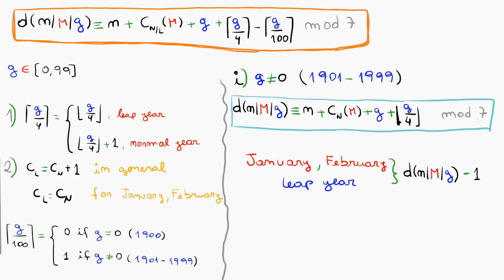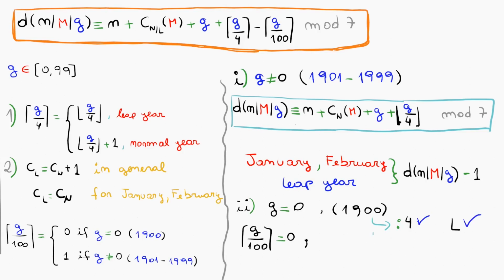Finally, the second case, which is much simpler to analyze, is when g is 0, that is, the year 1900. In this case, g over 100 is 0. Now, to know whether to use C of N or C of L, we must know whether the year 1900 is a leap year or not. 1900 is divisible by 4, so it would be a leap year. However, it is also divisible by 100, so it loses its leap year status and becomes a normal year. Finally, it is not divisible by 400, so it does not change to a leap year and remains a normal year. Therefore, we must use C of N in the simplified formula.